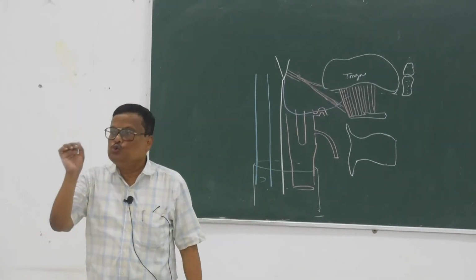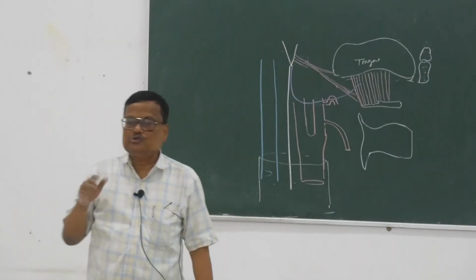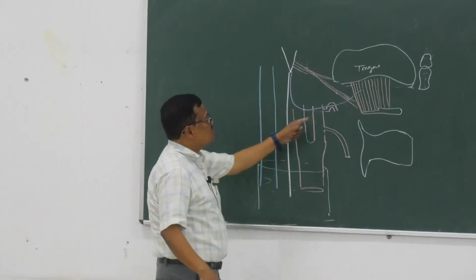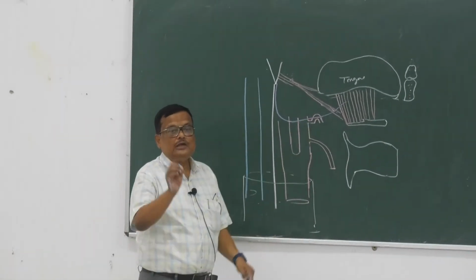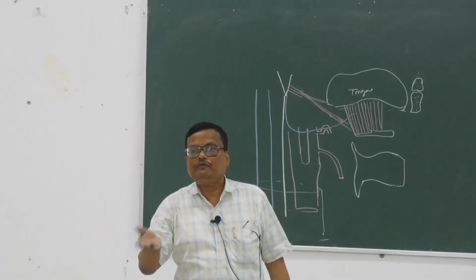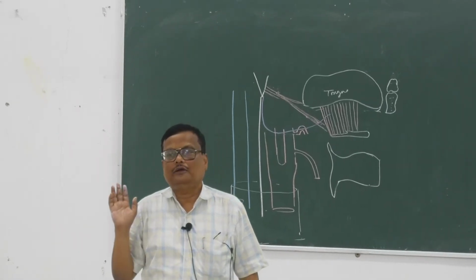Another name is the 12th cranial nerve, the 12 number nerve, cranial nerve. So the last cranial nerve is the hypoglossal nerve. So this loop is crossed by the hypoglossal nerve. So it is the lingual artery, or you can identify the hypoglossal nerve.